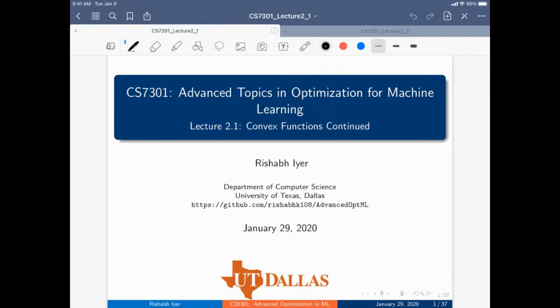So this is lecture two, and this is continuing from where we left off last time. We will continue with the definitions of convex functions and more of the basics of convexity. In part two of this lecture, we will start looking at gradient descent, and in particular some proof techniques on gradient descent. This is going to be slightly more involved mathematically, so you get an idea of some of the proof techniques that have been used.